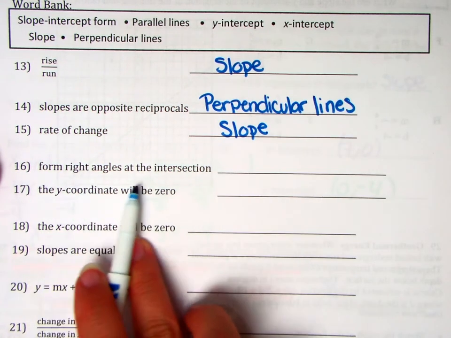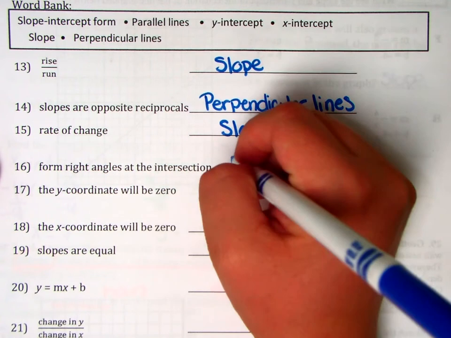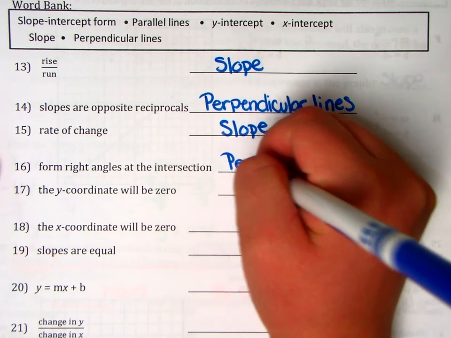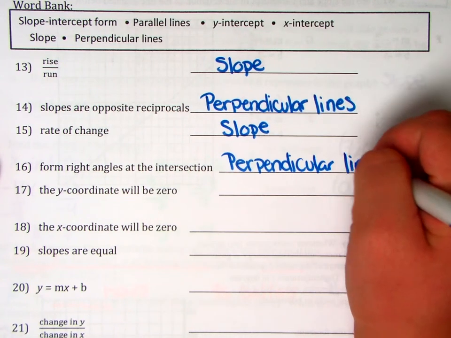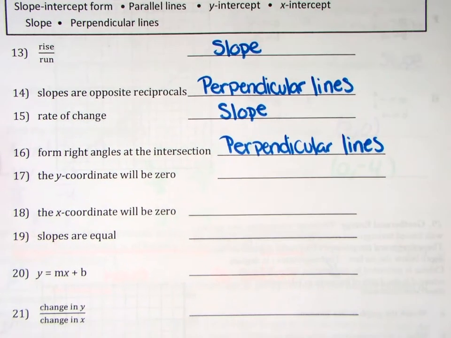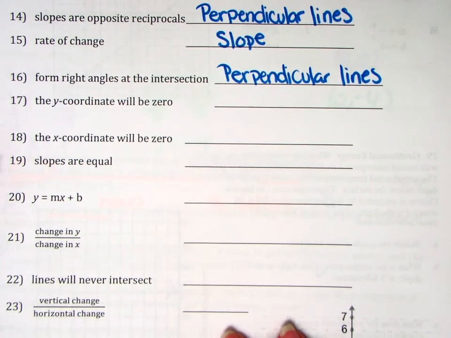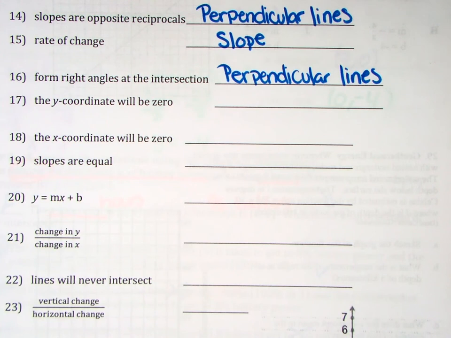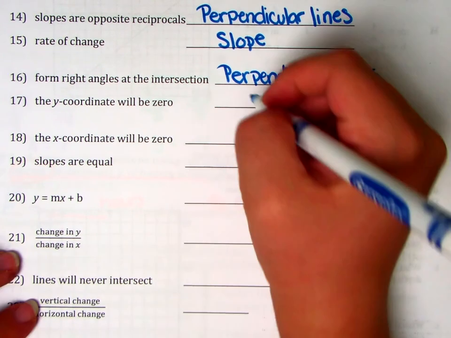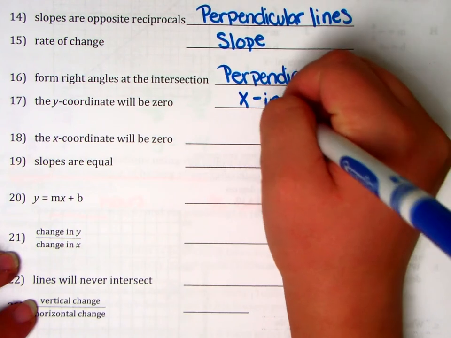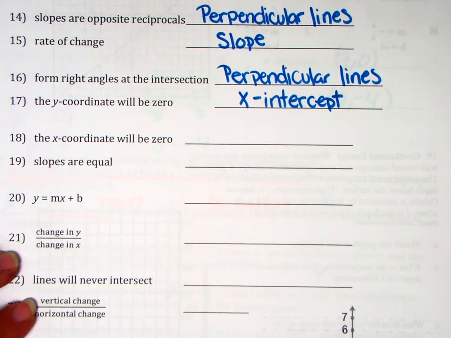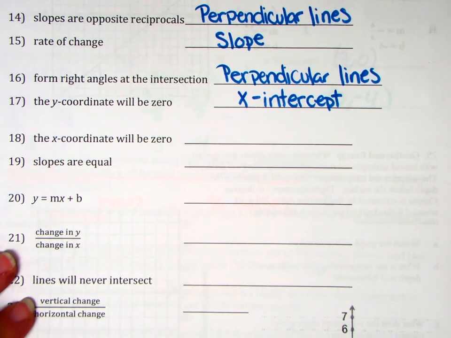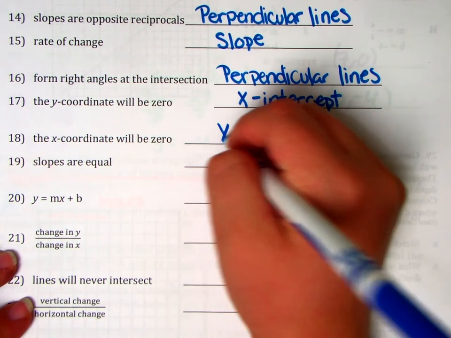They form right angles at the intersection. Perpendicular lines. The next one, and I'll move this up for y'all. The y-coordinate will always be 0, so that's opposite, not the y-intercept, but the x-intercept. And I'll spell it out. The opposite now for number 18, the x-coordinate will always be 0. Remember, they're opposites of each other, so y-intercept.